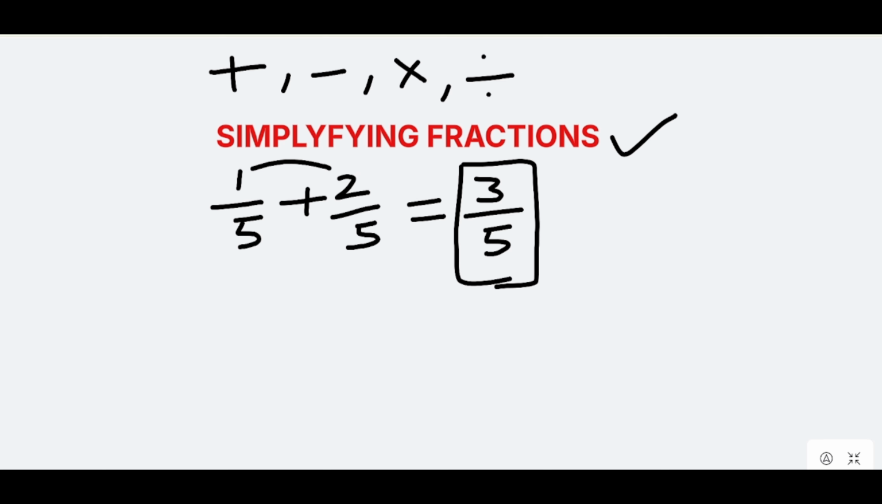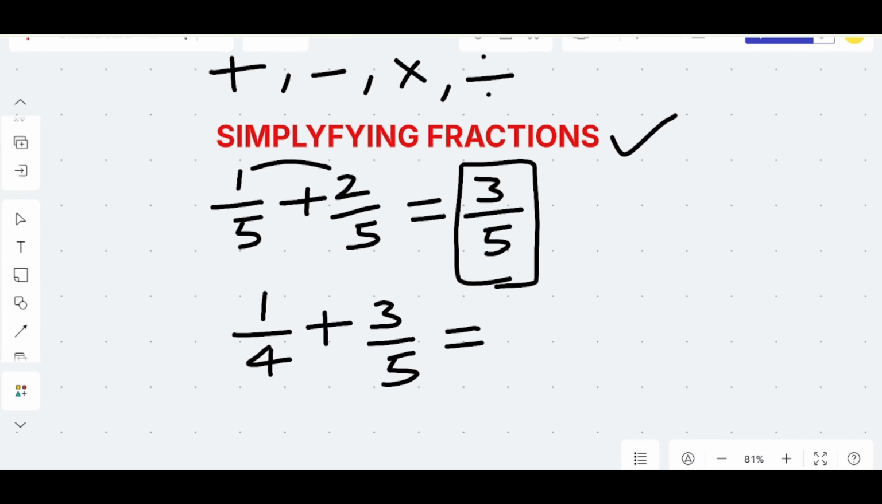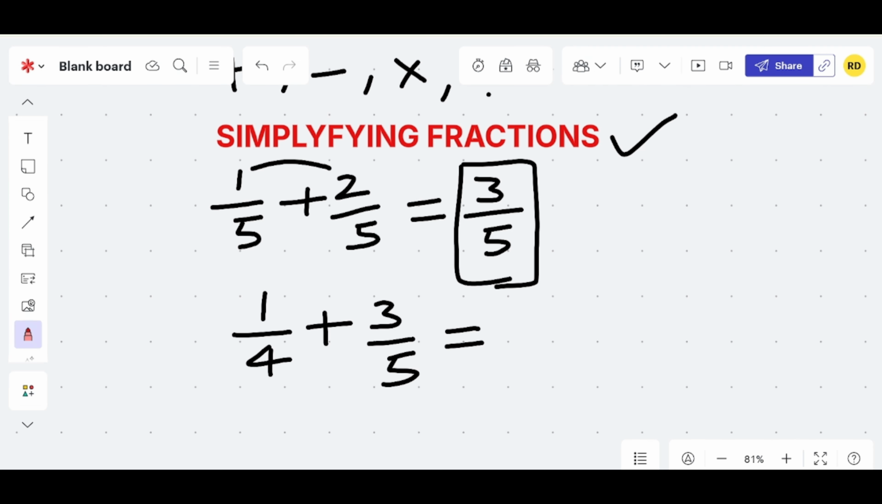What if they have different denominators? Let's take an example question. Let's see 1 over 4 to be added to 3 over 5. So what is the answer? Now you see that these two are fractions with different denominators. And let's see how we add them.